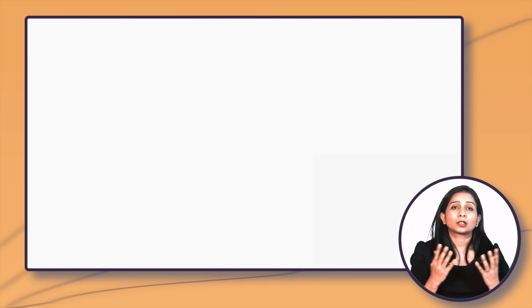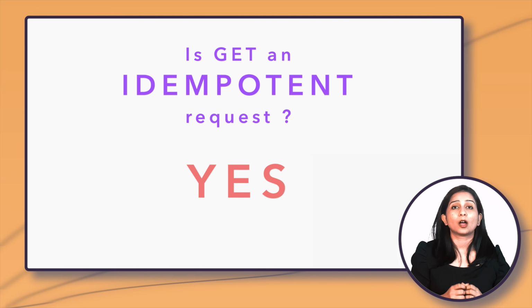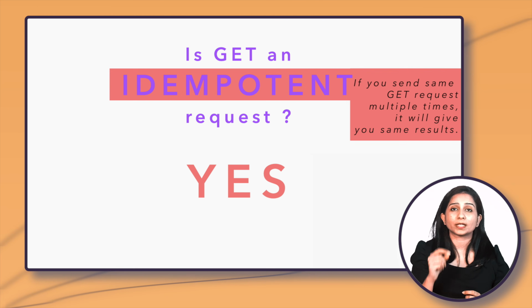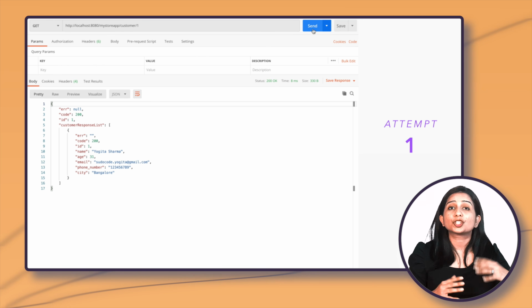Now, coming to idempotency: is GET an idempotent request? Yes, because if you send the same GET request multiple times, it is going to return the same result. This is the property of idempotency: by sending the same request, you cannot change the state of the server. The state of the server remains the same and it gives you the same response.